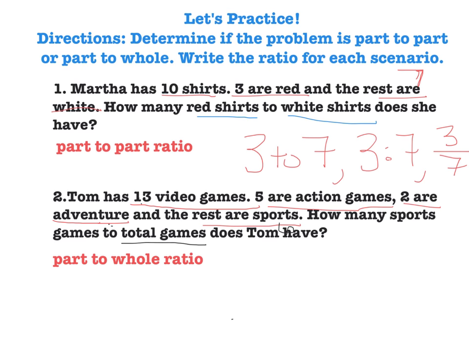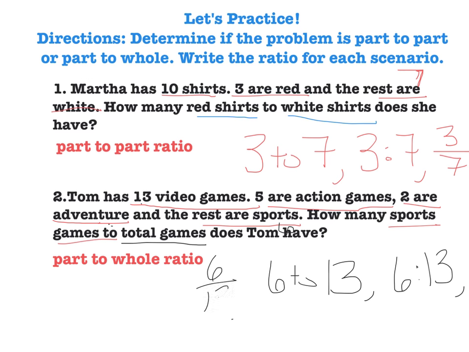And we already learned that there are 6 sports, and it says sports games to total games. So that would mean I would have 6 to 13. Or you could write that as 6 colon 13. And lastly, this one is a true fraction, 6 over 13.